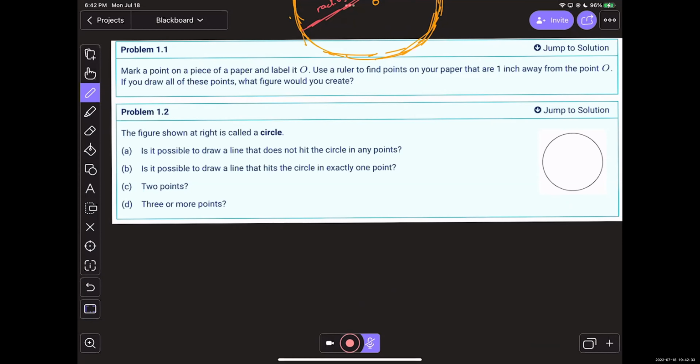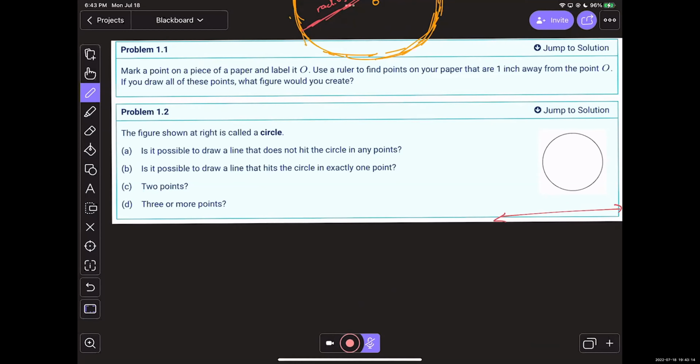So it's asking if you can draw a line that doesn't hit the circle in any points. So like drawing a line through the circle, but it doesn't hit anything, which I don't think is possible. So the question never says that it has to go through the circle. It just says, is it possible to draw a line that doesn't hit it at all? Oh, yeah, you could just draw a line right under it. So something like that? Yeah, you could do that. And then that would never touch the circle, right? So yeah, part A is true. It is possible. How about part B then?